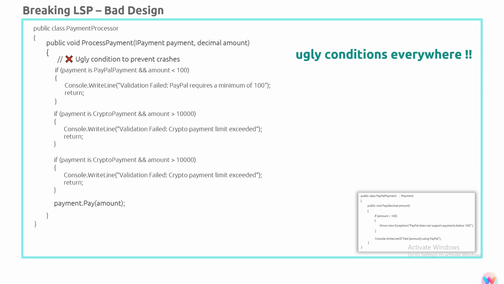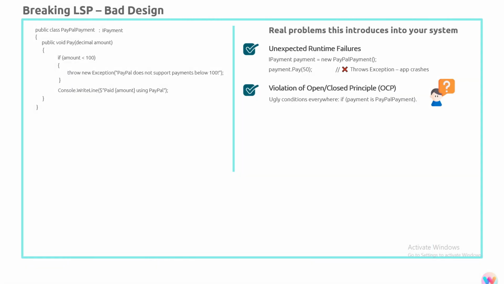This is exactly what we mean by ugly conditions everywhere. And this is how we break OCP and LSP at the same time. So, I hope it's now clear what I meant by those ugly conditions. Let's see a couple more issues that such code introduces.